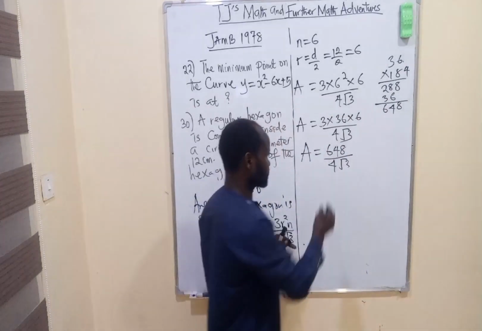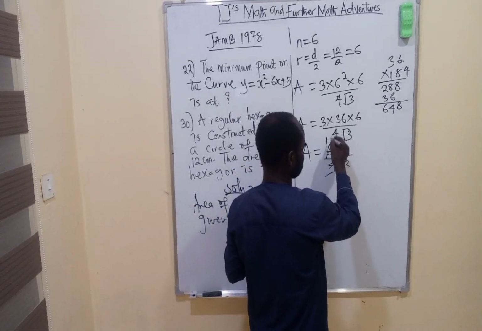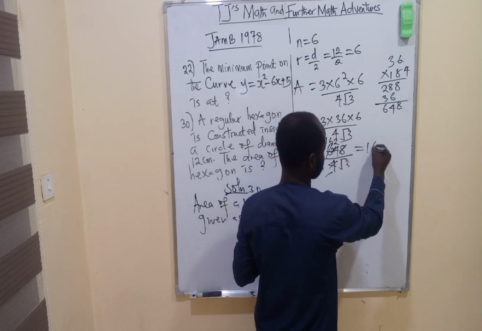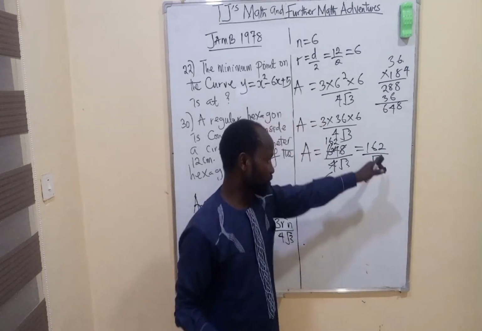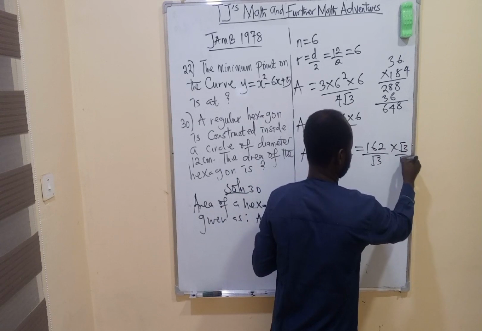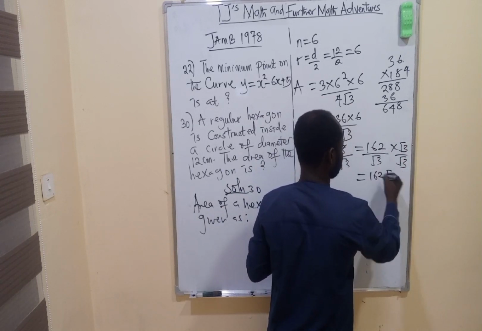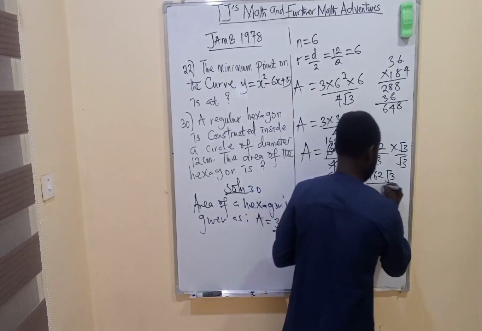We can reduce this: 4 into 6 is 1, remainder 2, so 4 into 24 is 6, and 4 into 8 is 2. This will be 162 divided by root 3. At this point, we can rationalize by multiplying the top and bottom by root 3. This will be 162 root 3 over root 3 times root 3, which is root 9, that is 3.